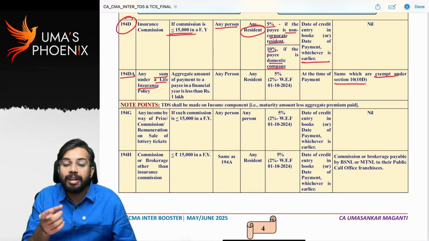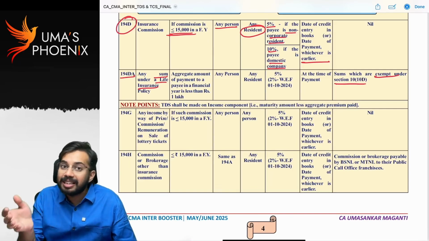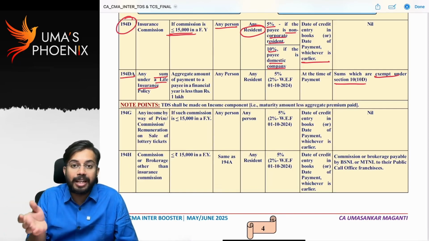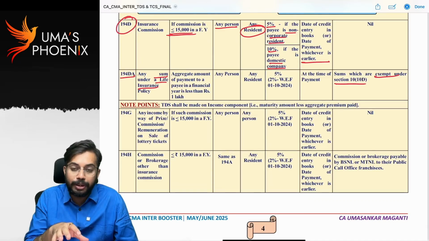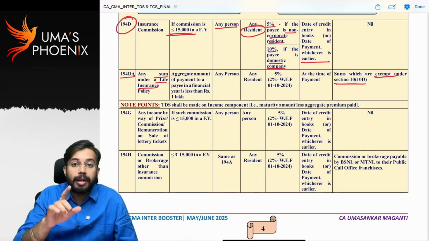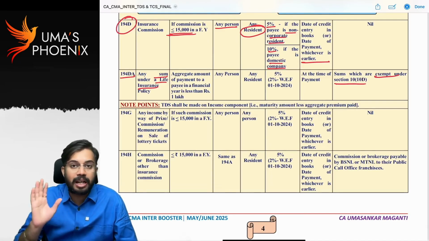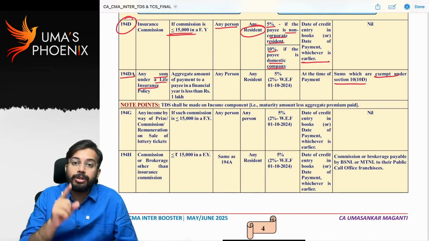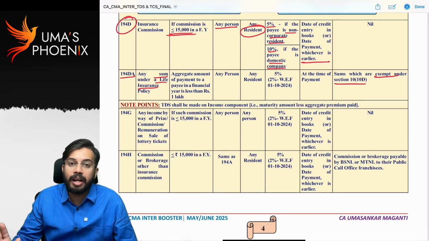So if the actual life insurance premium is less than these amounts, less than 10%, 15% or 20% of sum assured, in those cases the maturity amount received is not taxable. Maturity amount received is fully exempt under section 10(10D). Whenever the maturity amount is fully exempt, TDS is not required to be deducted under section 194DA.